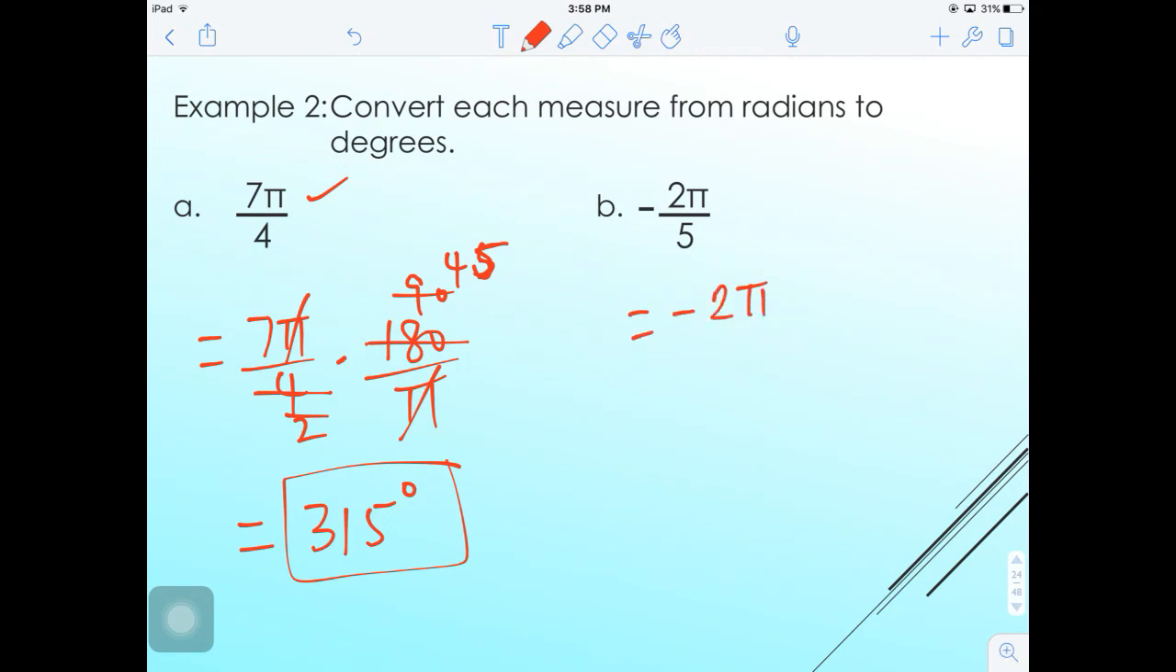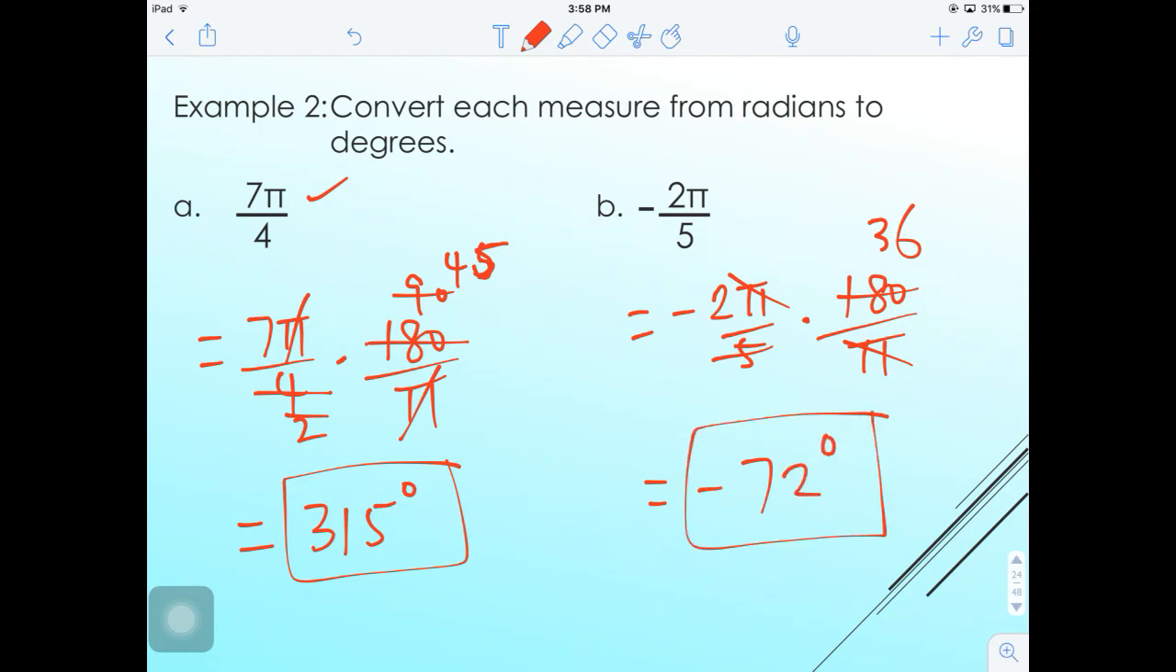Negative 2 pi over 5 times 180 over pi, again, to convert it back into degrees. And the pi's will cancel out. And I believe that, let me check, 180 divided by 5, that's going to be 36. Times that by 2, it'll give you negative 72 degrees. And that would be the equivalence.